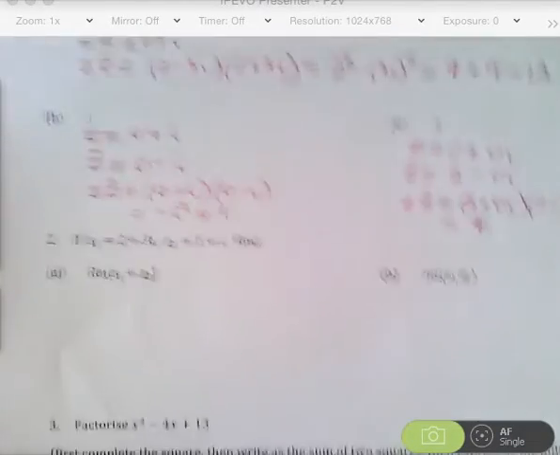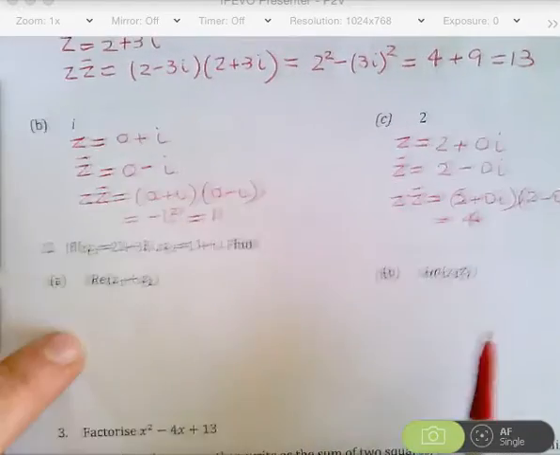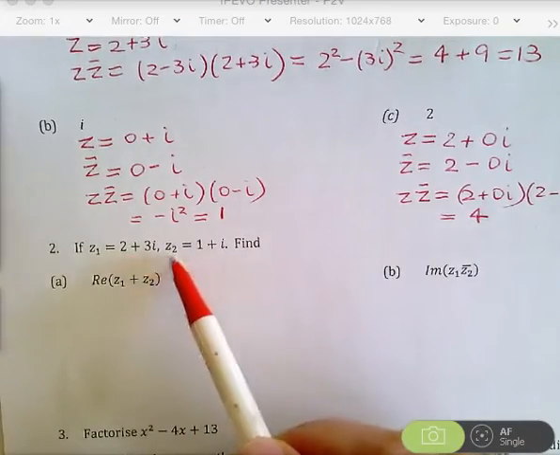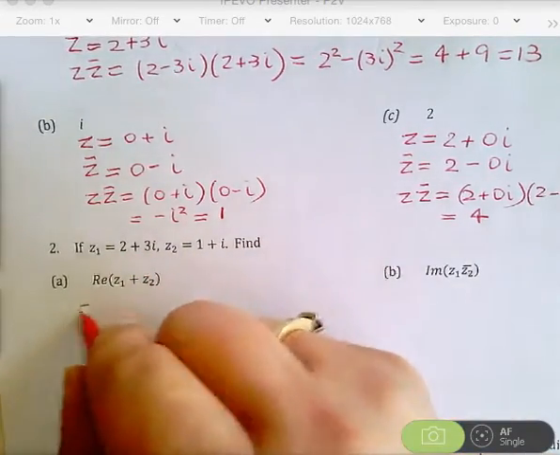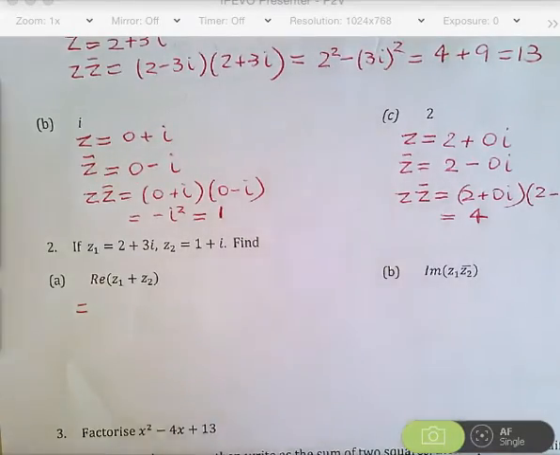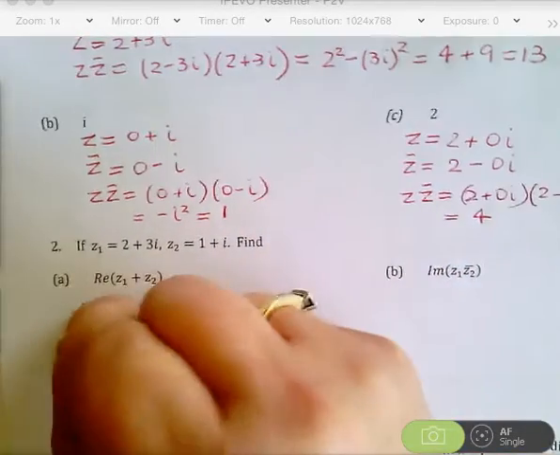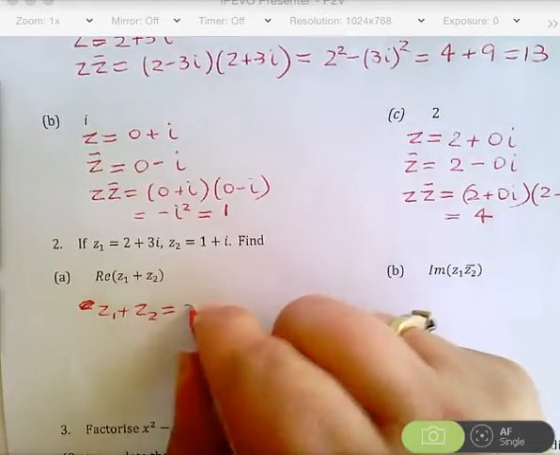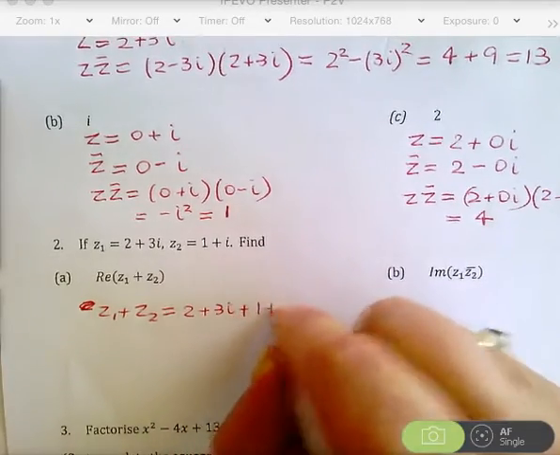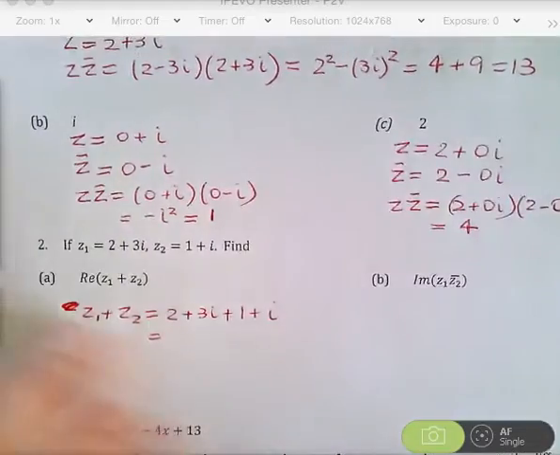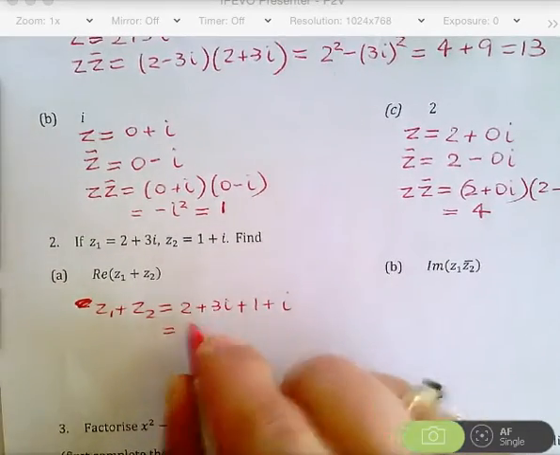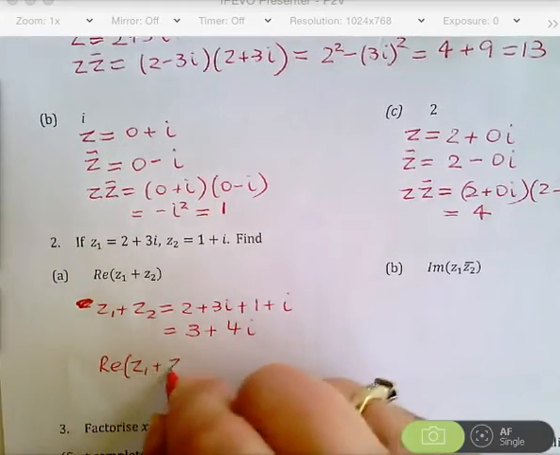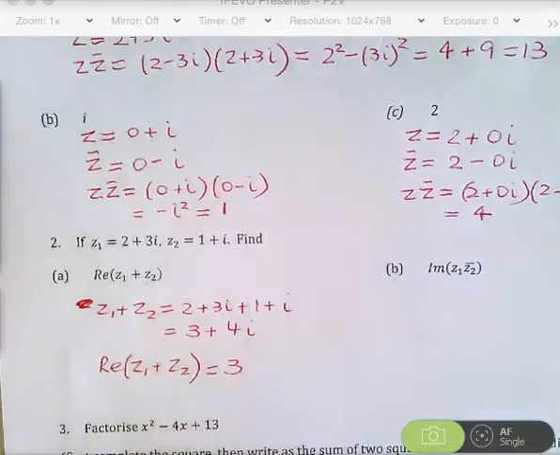Okay? Now, this is just notation, girls, this is not hard. If Z1 is 2 plus 3i and Z2 is 1 plus i, what is the real part of Z1 plus Z2? So if you want, we can work out Z1 plus Z2. What do you get? 2 plus 3i plus 1 plus i. I'm just working out what Z1 plus Z2 is. What is it? 3 plus 4i. So therefore the real part of Z1 plus Z2 is what? 3.